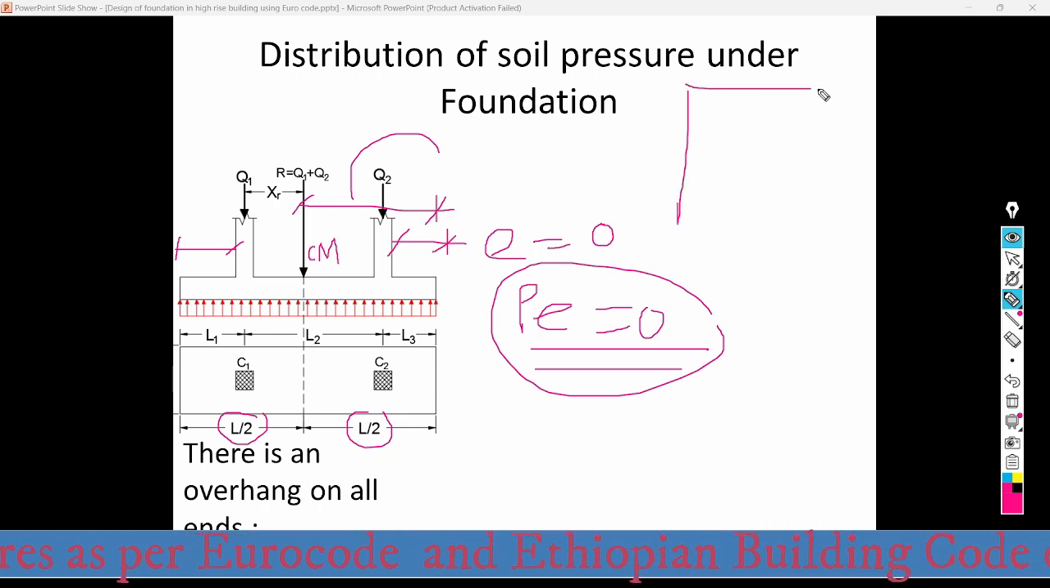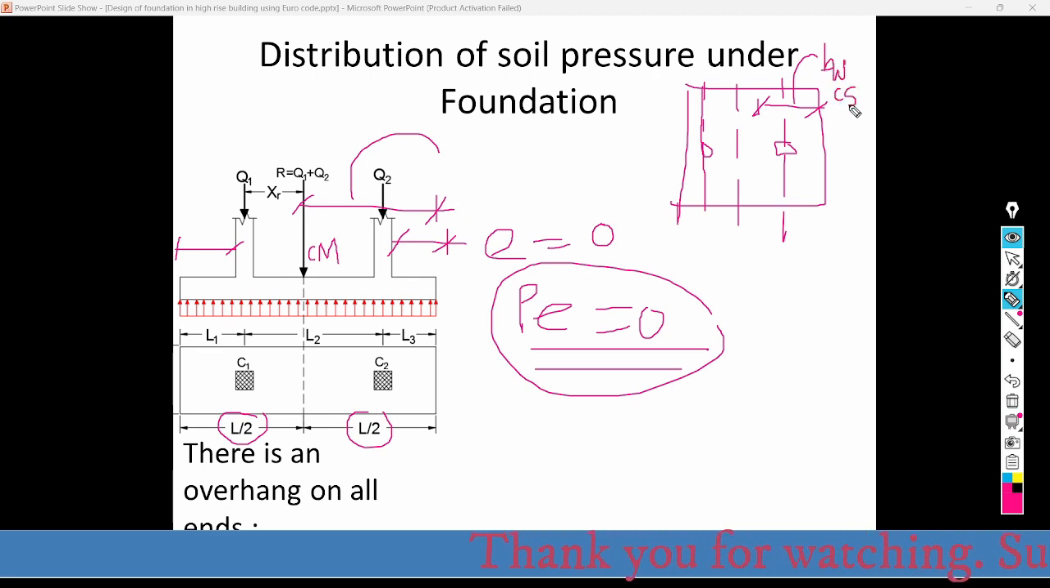Here, suppose this is the footing. So here we may have a column here or we may have a column here. So we need to divide the footing into column strips and the middle strip. And after that we can convert here. Suppose this is the width of the column strip, B. So here this is W.